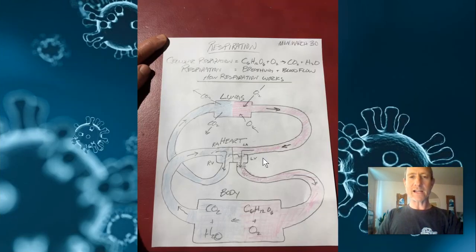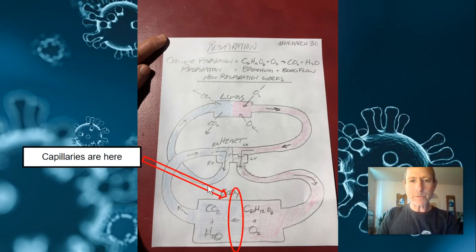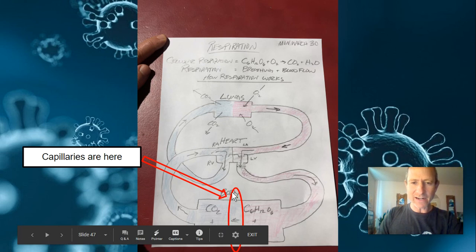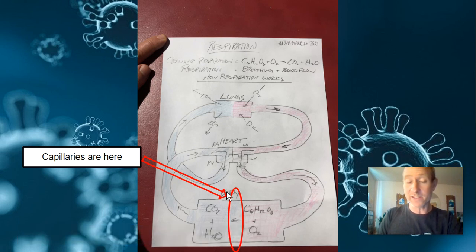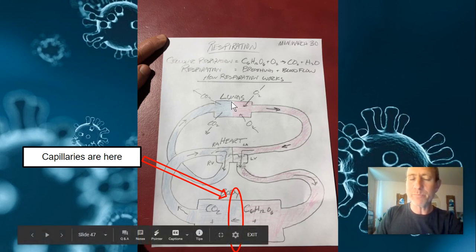Okay, here we are back at this model right here. So capillaries are right here. They're at this exchange inside of the body right there. But capillaries are also, where else is exchange happening in this model? That's right. The exchange is happening up here in the lungs.